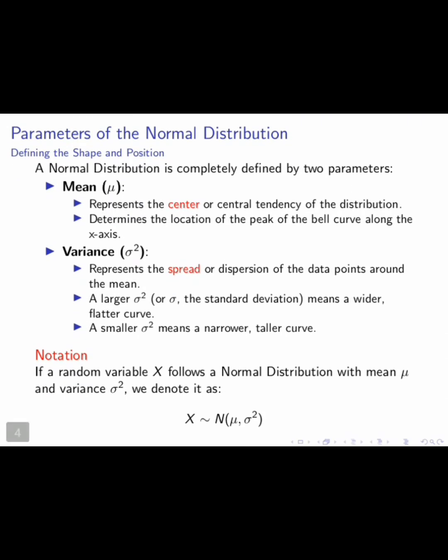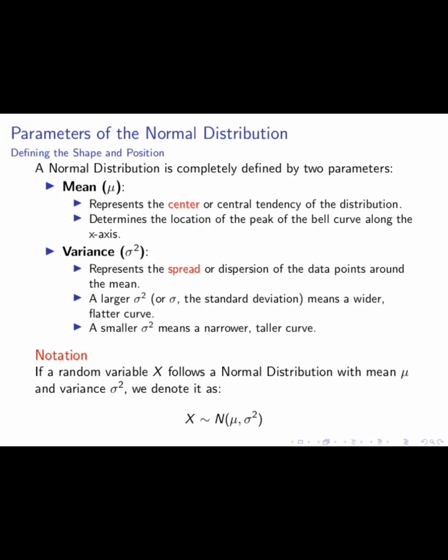Now, parameters of the normal distribution: we have the mean and we have the variance. The mean is that symbol, called mu. Are you getting it? It represents the center. If you look at the graph, the center line is called the mean. The graph has two tails, one to the left and the other to the right. They are governed by the variance. Variance means they are moving away, they are different. So the variance represents the spread or dispersion of the data points around the mean.